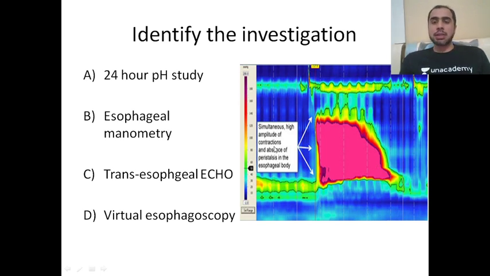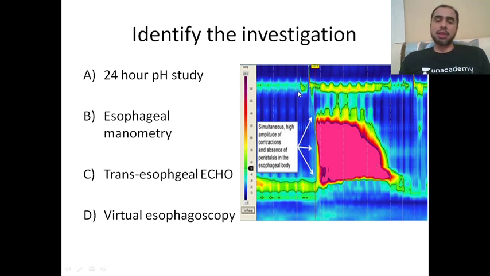Alright, this is an esophageal manometry. What you need to know is that in esophageal manometry, a catheter is put from the nose into the esophagus and upper stomach, and pressure recordings are taken on a computer at different parts of the esophagus. So different zones are showing different pressure readings.